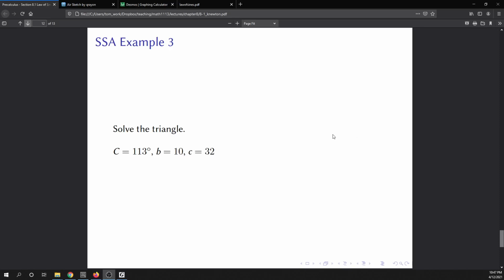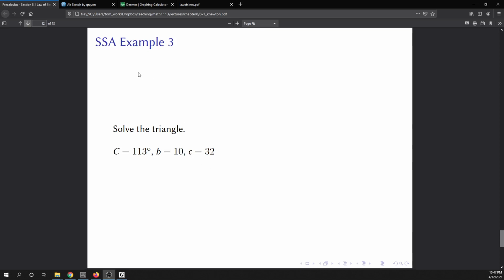All right, in this video, we are going to do another example of the side-side angle case of the law of sines. We want to solve the triangle, and we're given that angle C is 113 degrees, side B is 10 units, and side C is 32 units.